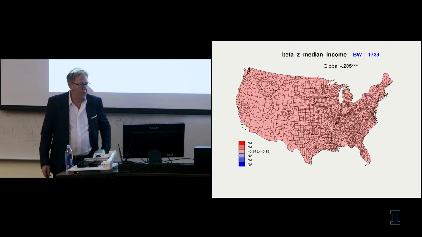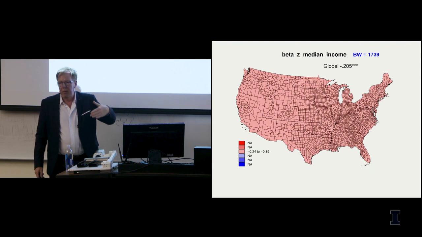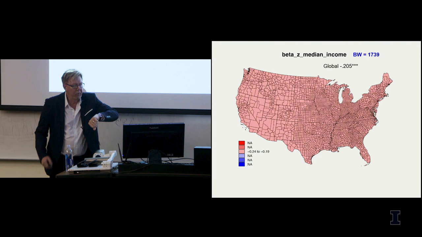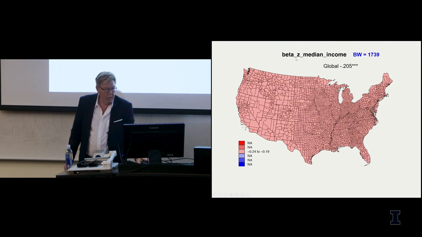So here's, and I'm going to do it in ascending order of the bandwidths. So I'm going to start from the more global and go to the local. So here's the parameter surfaces for income. And it's pretty much a global process. The global parameter estimate from the OLS model is -0.205. It was highly significant. And it's significant everywhere. So anywhere it's not significant, I've masked it out. But here it's significant everywhere.